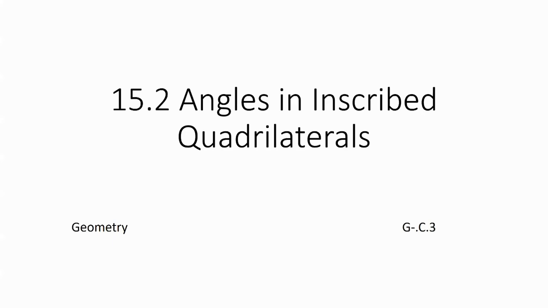Hi guys, this is from module 15.2, angles in inscribed quadrilaterals. Again, quad means four, so we're looking at basically polygons that have four sides that are within a circle. And that's what inscribed means. Inscribed is really just inside a circle.